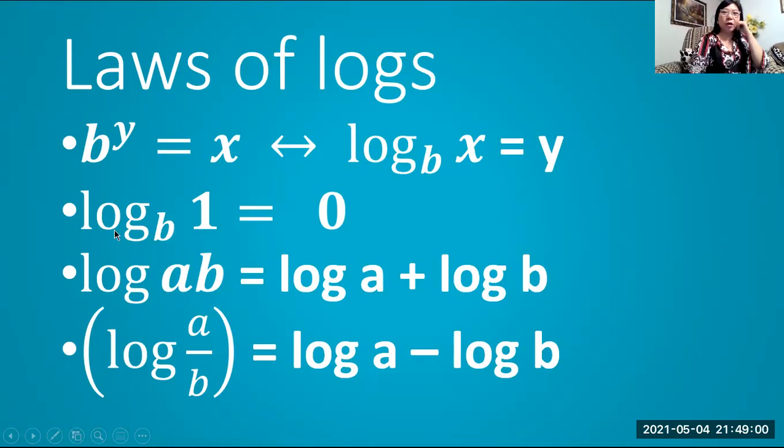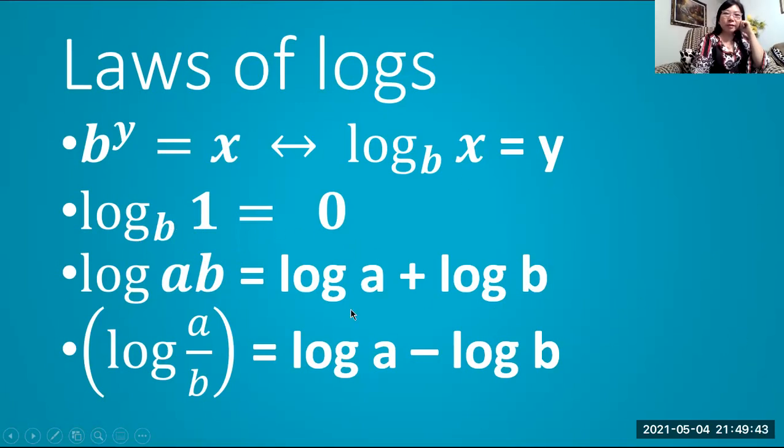Now, the law of log says that if you take the log of any base of the number 1, then the answer equals 0. Because if the base b to the power 0, then it equals 1. Let's say the base b here is 10. 10 to the power 0 also equals 1. Or 100 to the power 0 also equals 1. So that's how you interpret the evaluation here.